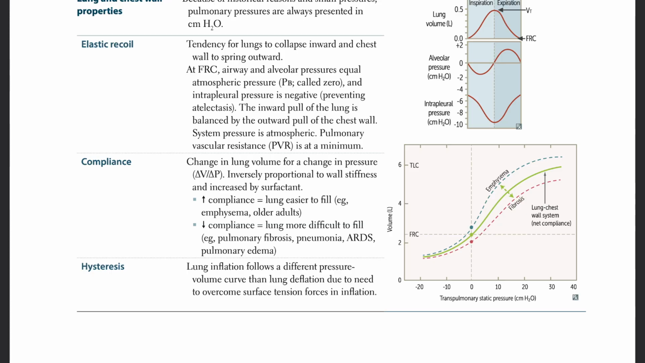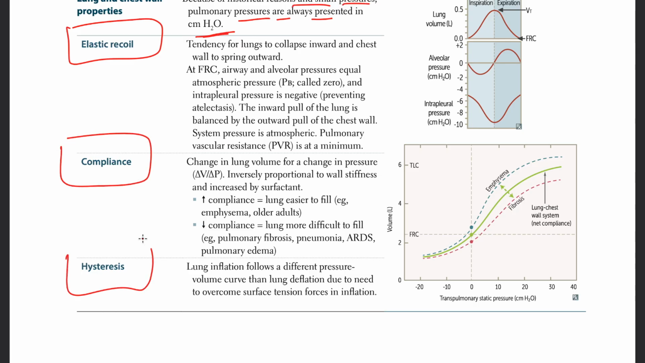Because of historical reasons and the small pressures, pulmonary pressures are always presented in cm H2O. Chest wall and lung properties involve three things: compliance, elastic recoil, and hysteresis. So what is elastic recoil? Well, it's the tendency for lungs to collapse inward and the chest wall to spring outward.